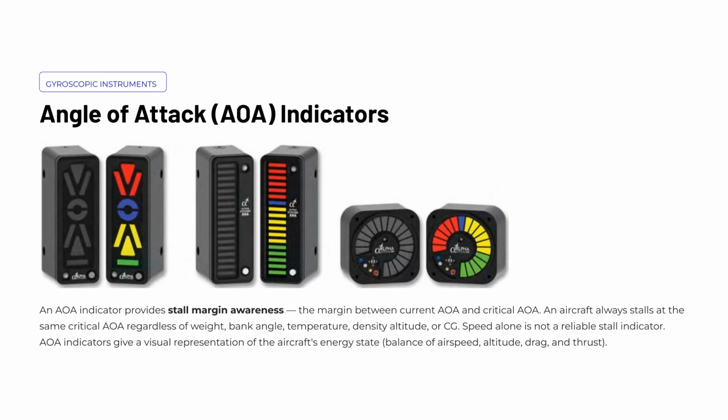Whether you are flying a steep turn, carrying extra weight, or operating in high-density altitude conditions, the AOA indicator tells you exactly how close you are to the aerodynamic limit of the wing. Understanding and using this instrument effectively is a cornerstone of modern stall awareness and overall flight safety.